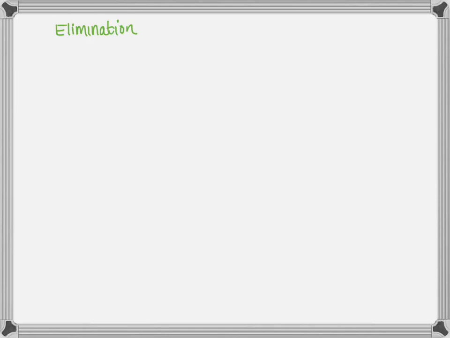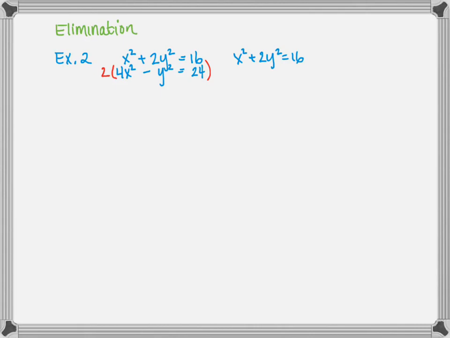Okay, let's look at an example using elimination. So example 2, we'll look at the system x squared plus 2y squared equals 16, and 4x squared minus y squared equals 24. So in this case, I only need to multiply one of the equations by a number. I'm choosing to eliminate my y's and multiply the second equation by 2. So my first equation will stay the same: x squared plus 2y squared equals 16. My second equation becomes 8x squared minus 2y squared equals 48.